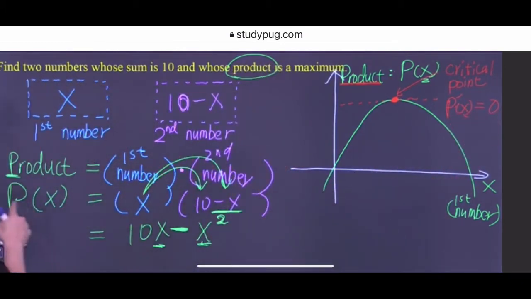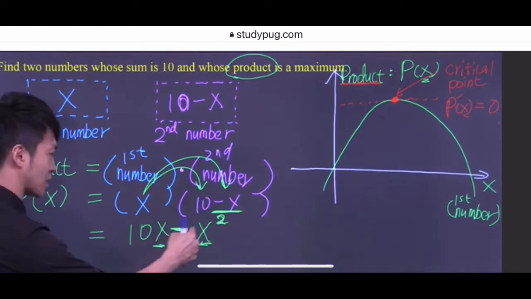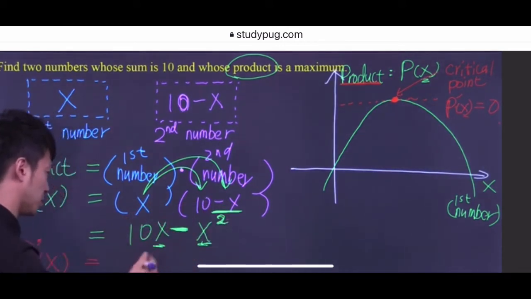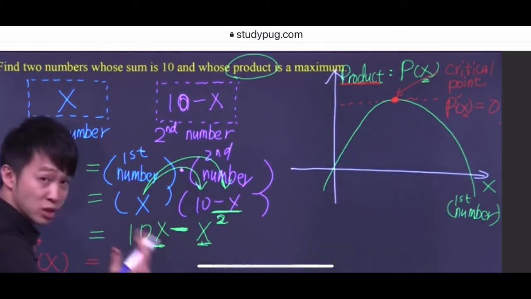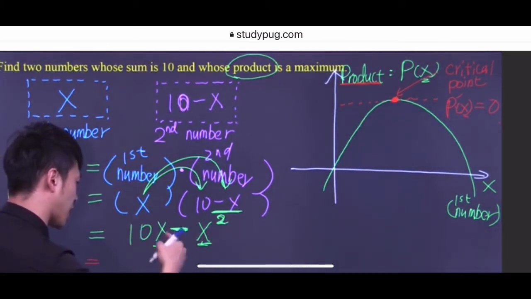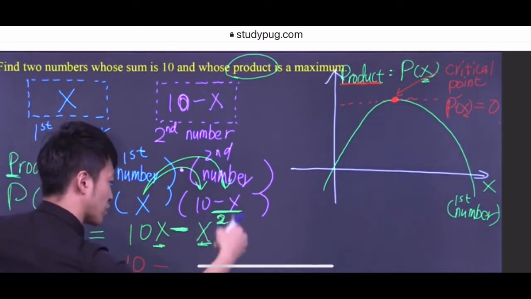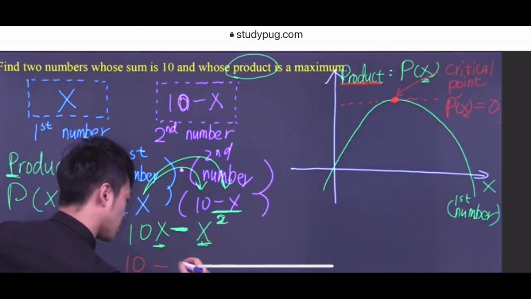If P of x is equal to 10x minus x squared, then the first derivative, P prime of x, is equal to, let's take the derivative of this polynomial by using the power rule. The derivative of 10x is just 10, minus the derivative of x squared, which is 2x.